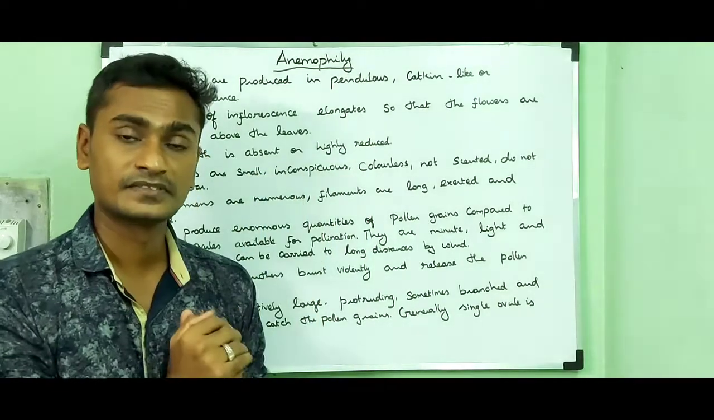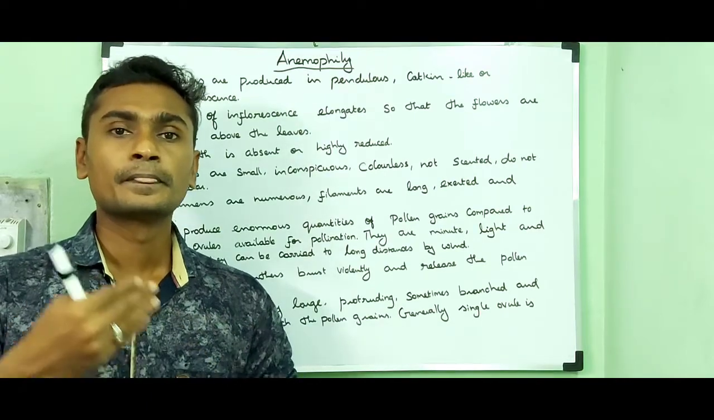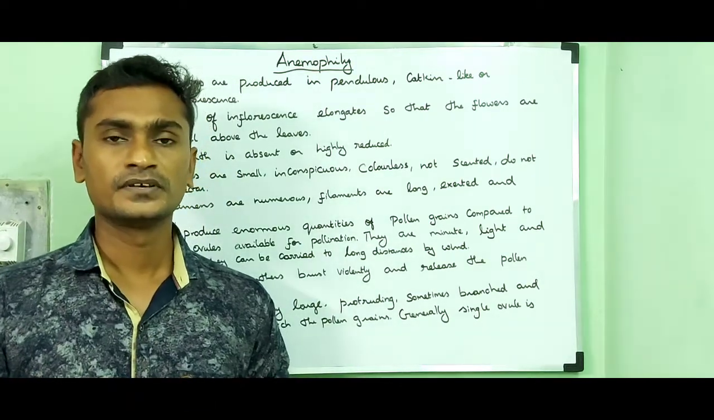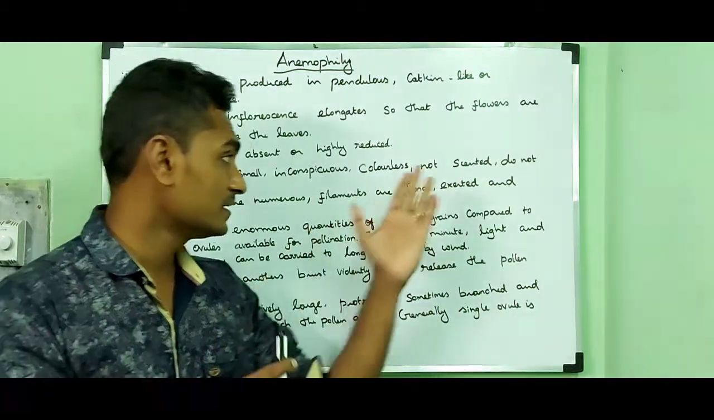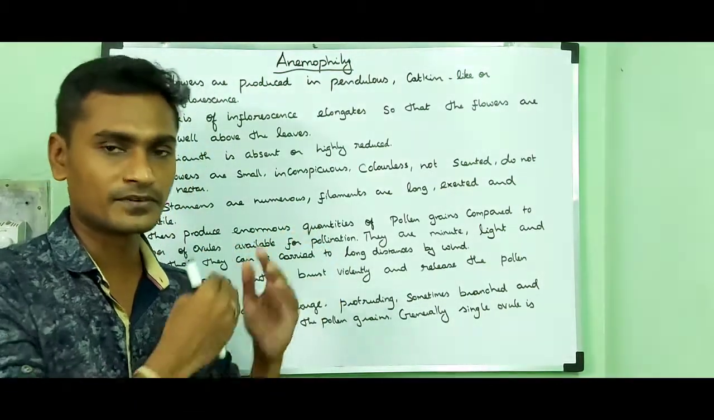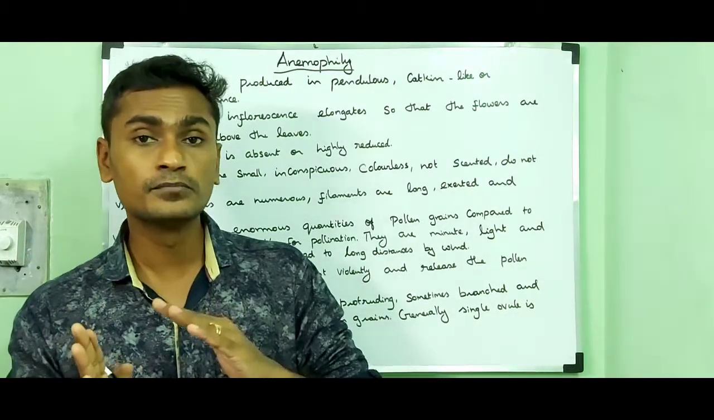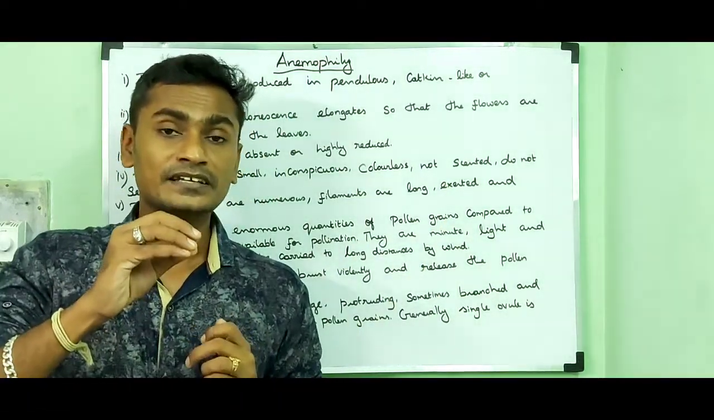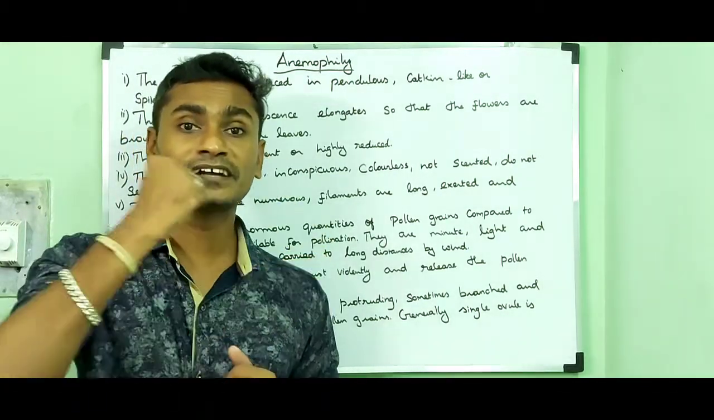Then colorless. Not scented, because it doesn't need pollinators. The pollinators here means the insects. If it has scent, the insects can be attracted by the scent and take the nectar from the flowers. But this type of flower doesn't have any nectar or scent, because it is carried by the wind. If it produced scent, the insect would come, sit on the flower and take the nectar.